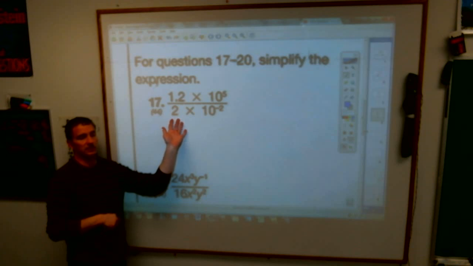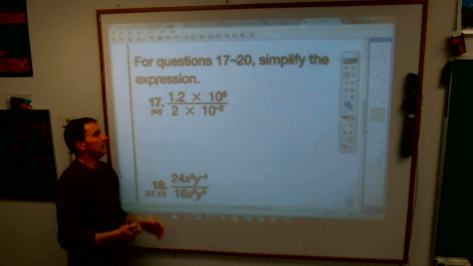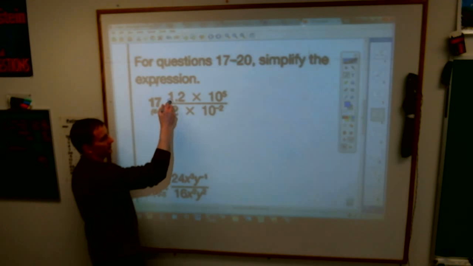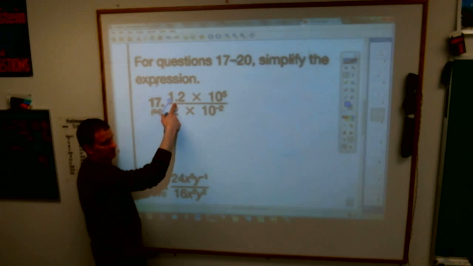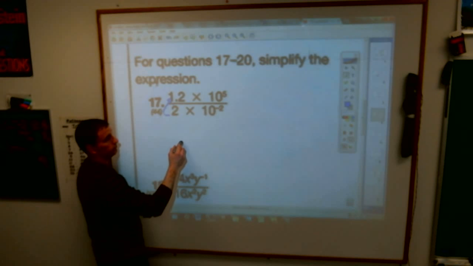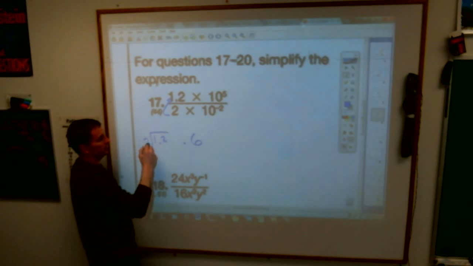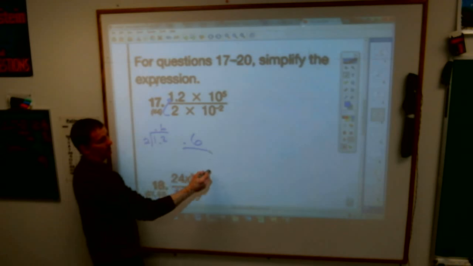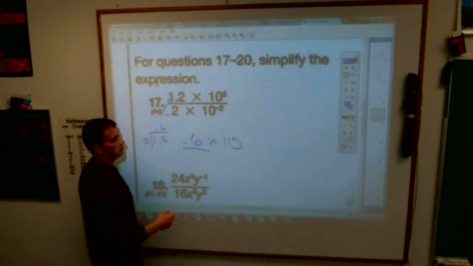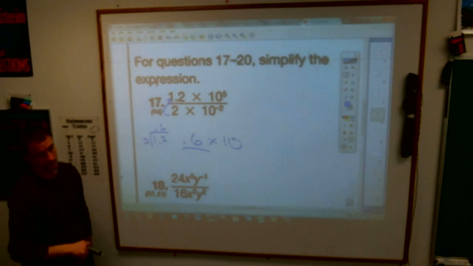When I see the division of scientific notation, the first thing, obviously, you have to divide this out. That goes without saying. 2 goes into 1.2 .6 times, right? 1.2 divided by 2 is 0.6. And then I have times 10.